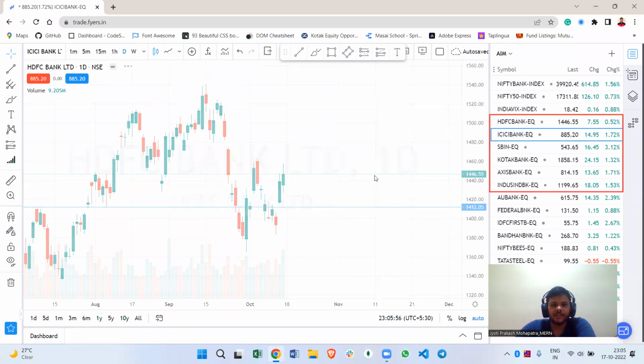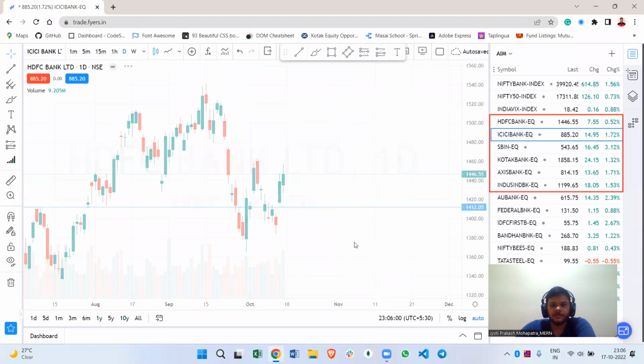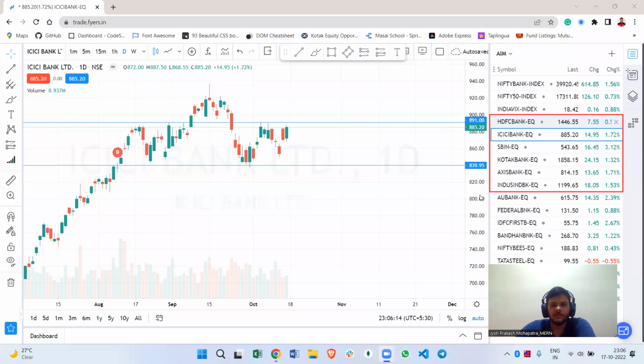Now let's look into ICICI Bank. In ICICI Bank, you can see that the market continuously trades around that high level, which is 880 to 890. If the market tomorrow closes above 890 by opening flat or opening gap up, and if it shows any positive movement there, then you are going to take a trade for buying, and your target will be 890.